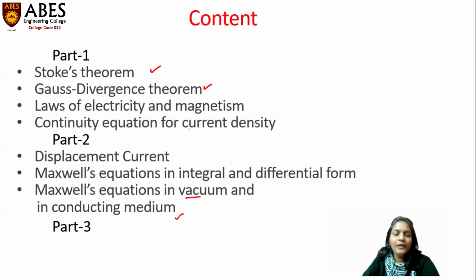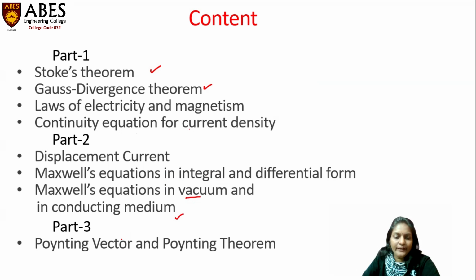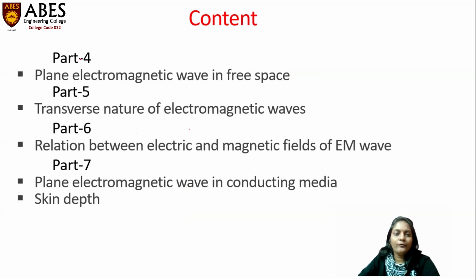In part 3 of the lecture series, I will also cover the Poynting vector and Poynting theorem. In the Poynting theorem, I will discuss each and every term and tell about the significance of each term. In part 4 of this lecture, I will cover the properties of electromagnetic waves, one very important property being that an electromagnetic wave travels with the speed of light in free space.